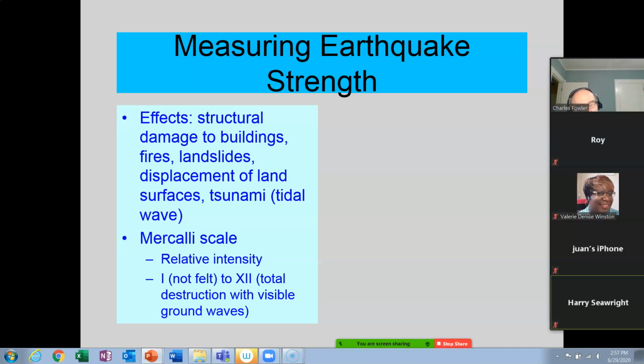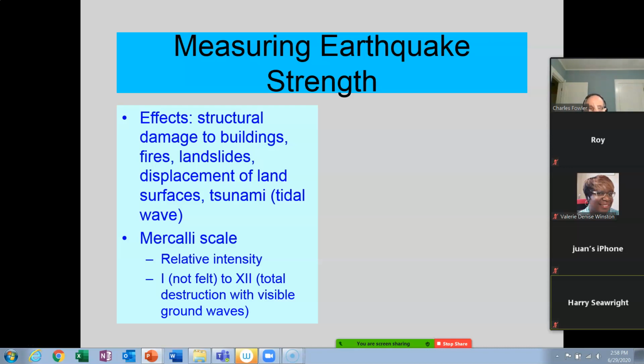Now there's been a couple of different things tried historically. The first and the earliest was they just measured the effects of the earthquakes. In other words, if you had a huge amount of structural damage to buildings, they called it a really powerful earthquake. If you had fires and landslides, disturbance of land surfaces, tsunamis out in the ocean, the more severe they were, the more severe they said the earthquake was.